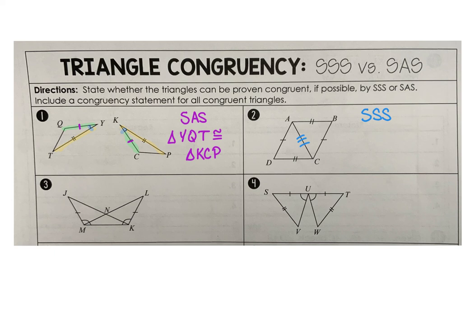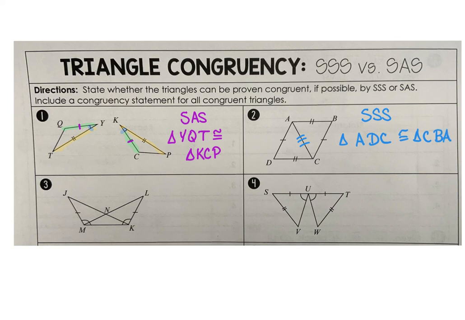They won't always be congruent. If you cannot say they're congruent, then you might have to say, no, these are not congruent. I don't have enough information to say that. But in this case, I can. I can say that triangle ADC is congruent to triangle CBA.